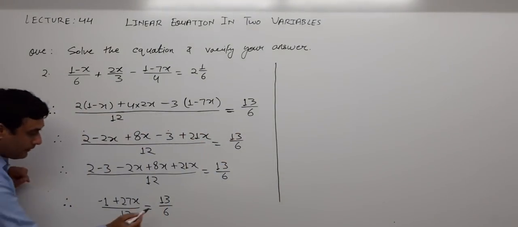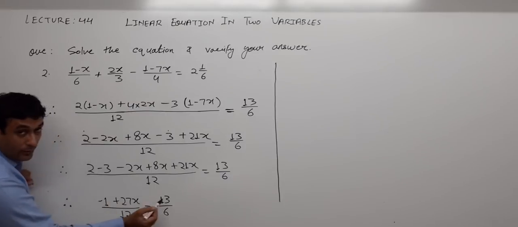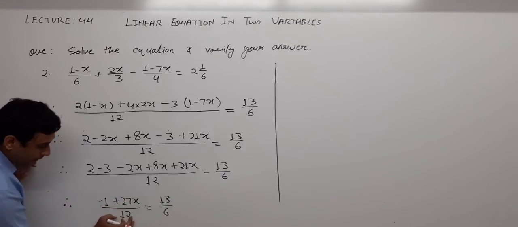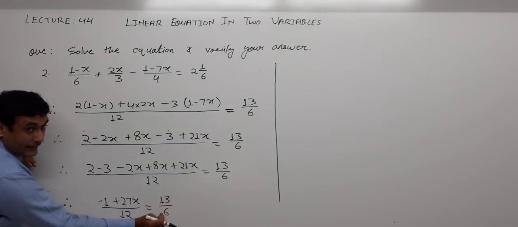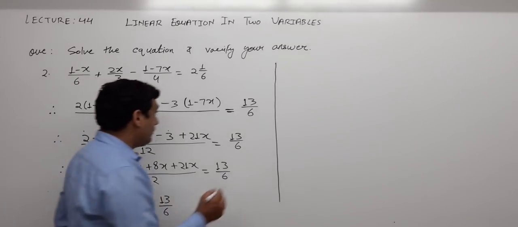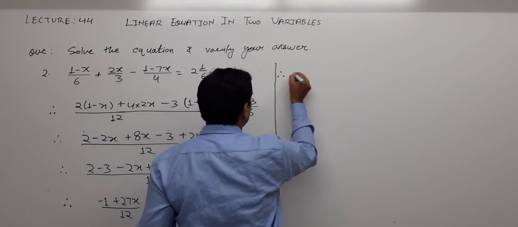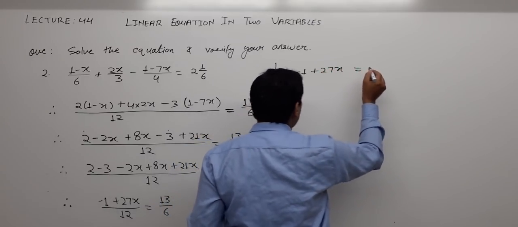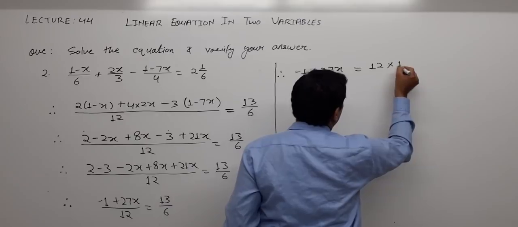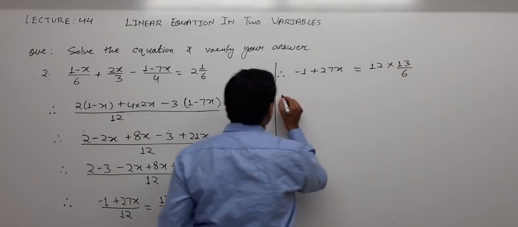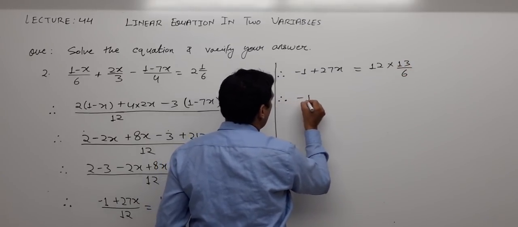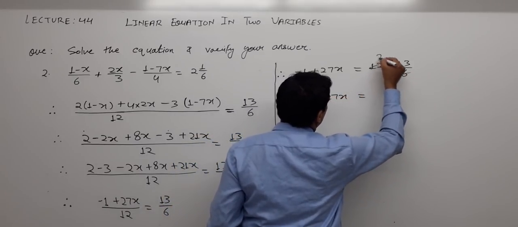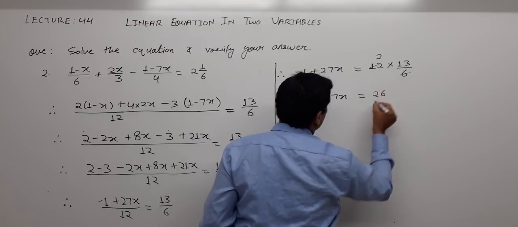After this, now I will cross multiply. I will take 6 over here, 12 over here. But if I take 6 over here and 12 over here, better to take this 12 on this side, then I can cancel this 6 and 12. So I will write therefore minus 1 plus 27x is equal to 12 multiplied by 13 upon 6. So here I will get minus 1 plus 27x is equal to 6 2s are 12, 13 2s are 26.